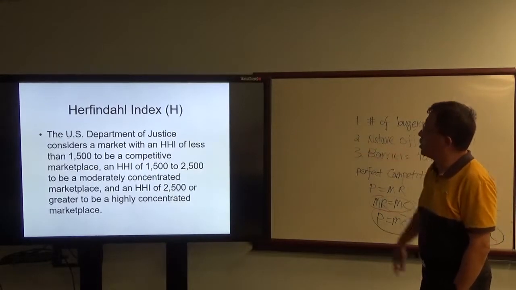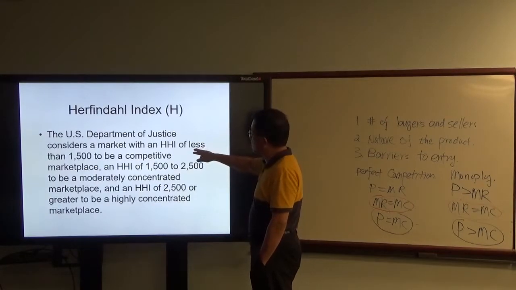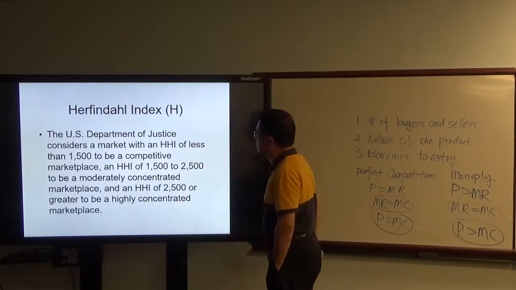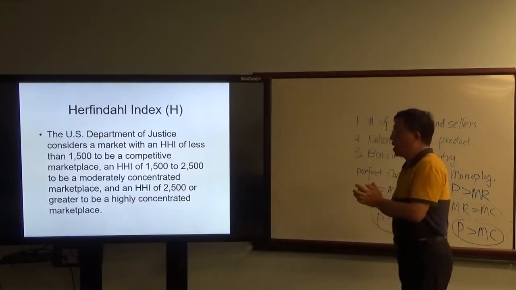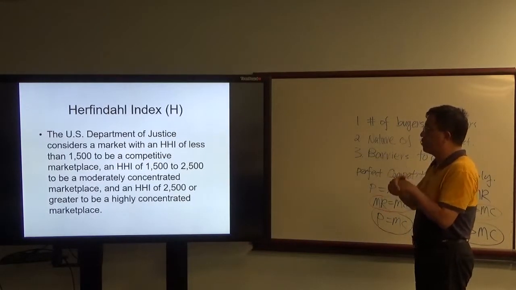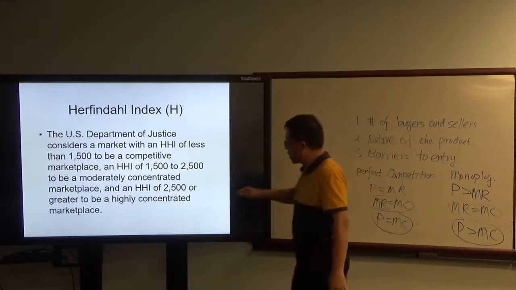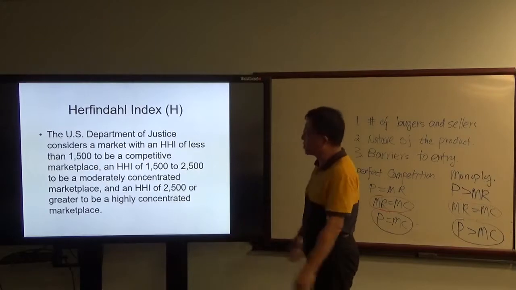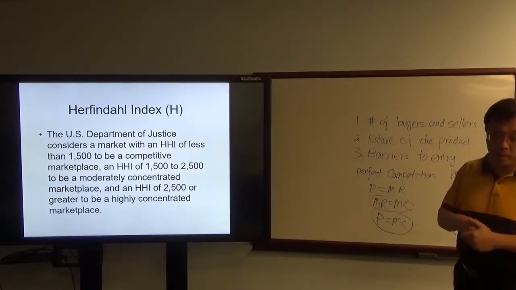The U.S. Department of Justice considers a market with an HHI, Herfindahl index, less than 1,500 to be a competitive marketplace. Between 1,500 and 2,500, a moderately concentrated market. And if the HHI is greater than 2,500, you consider it a highly concentrated marketplace.